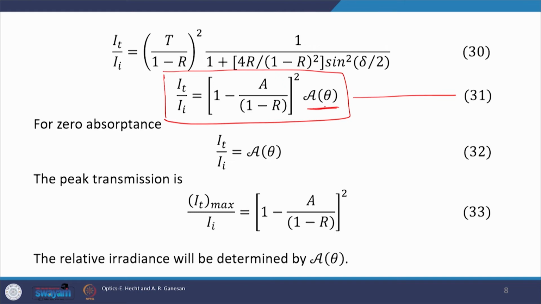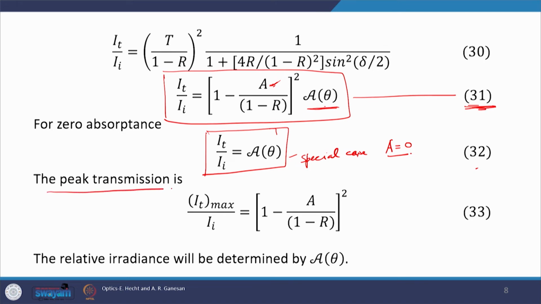Now, here in equation 31, we see that there is absorptance appearing on the right hand side. If we neglect absorptance, then 31 reduces to 32, which is the same expression we studied in our last class: I_t upon I_i is equal to italic A theta. This is the special case where we neglect absorptance, but this is not usually the case. Therefore, we will continue with equation number 31.